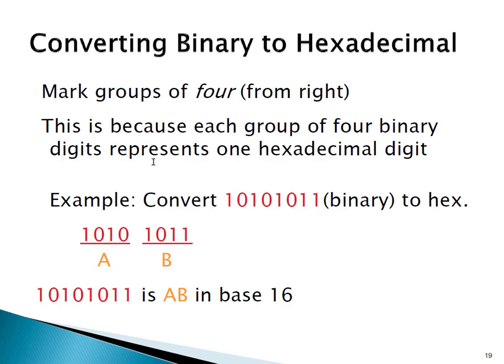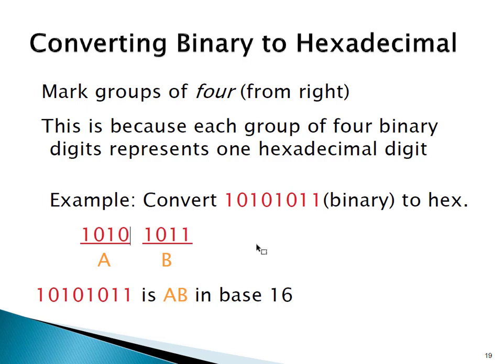This is because each group of 4 binary digits represents one hexadecimal digit. So group in 4s. Here's one group, put it down. All right, here's the next group, put it down. If you had another number here, you would just imagine those zeros. You can have as many zeros as you want on the side.